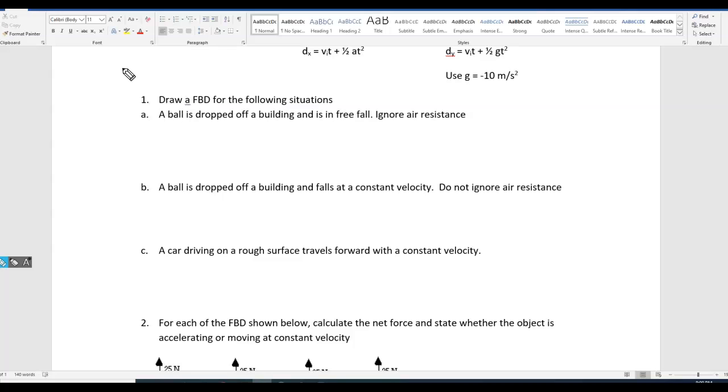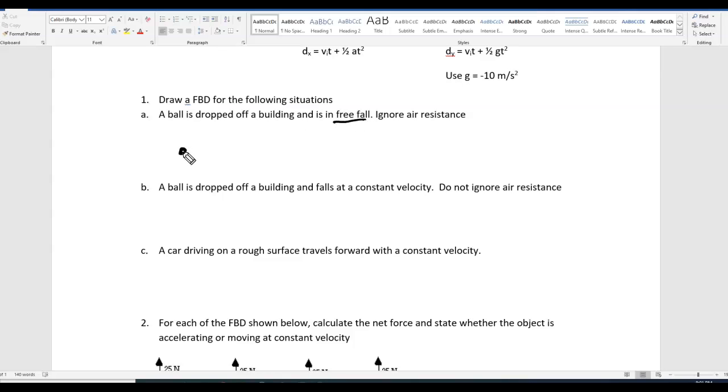Question number 1 basically says draw an FBD for the following situations. 1A says a ball is dropped off a building and is in free fall. Now, we talked about this in another video, but remember, an object that is in free fall, by definition, the only force acting on it is the force of gravity. So when I see that the ball is in free fall, that's a context clue.